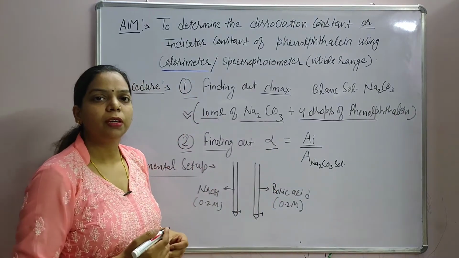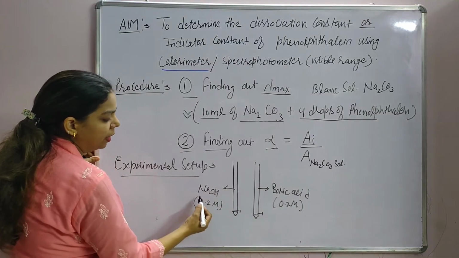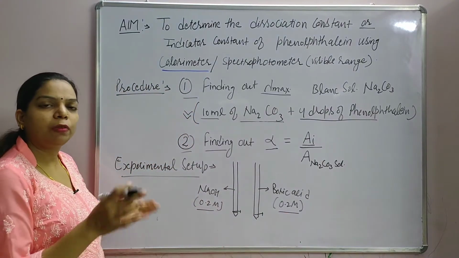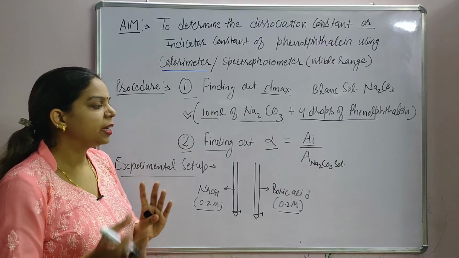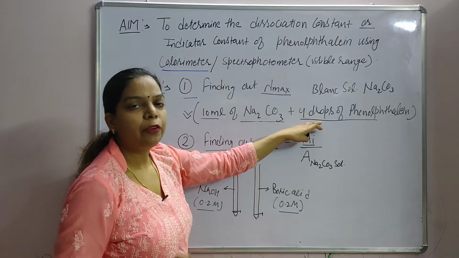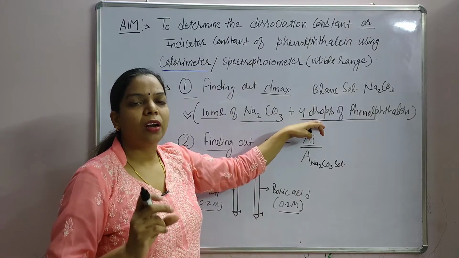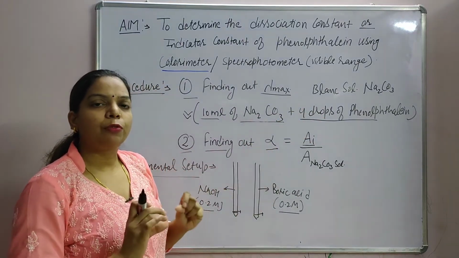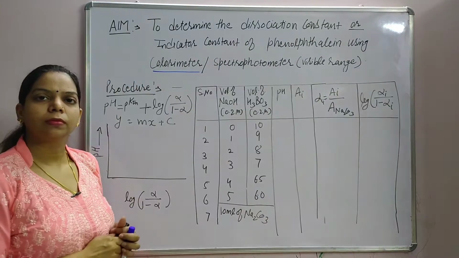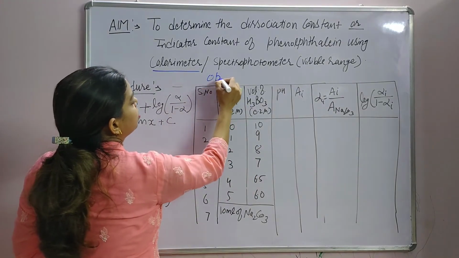So let's draw the table. And the experimental setup is like this. In one burette we will take NaOH 0.2 molar, in another burette we will take 0.2 molar boric acid. So we will prepare the mixtures of different concentrations of acid and bases and will add the same amount of phenolphthalein. Every time in every solution you have to add 4 drops. If you are using ml wise, like 1 ml or 2 ml, that way also you have to take an equal amount of phenolphthalein in all the solutions. This way you can draw the table for the observation. This is the observation table.